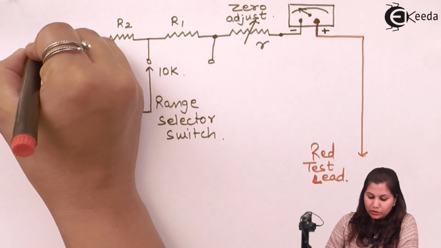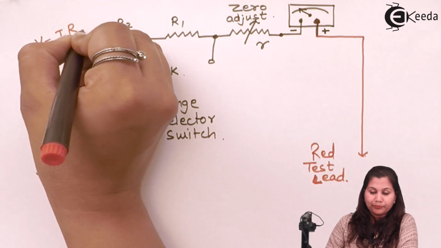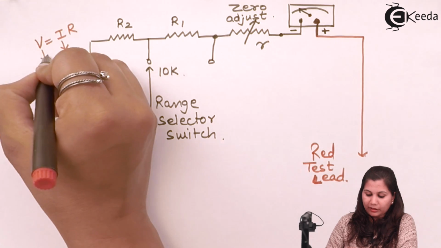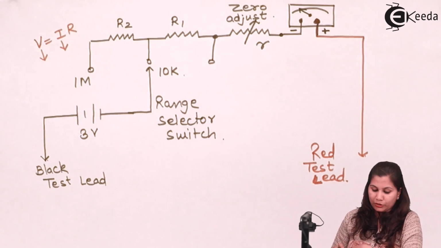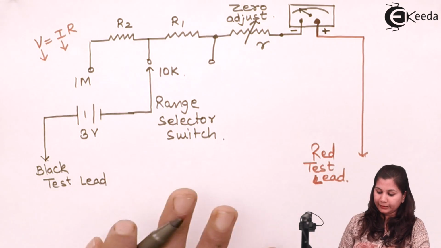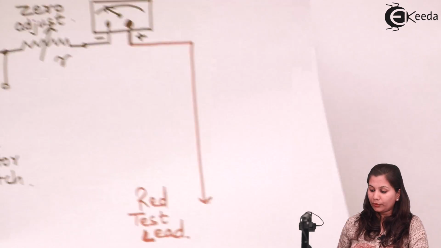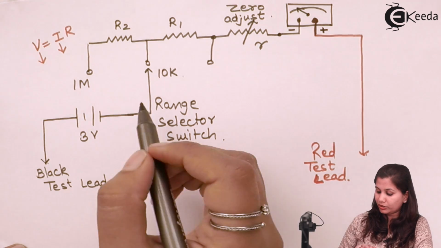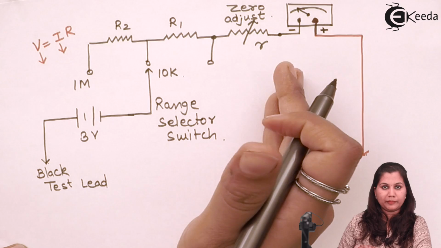Now, by Ohm's law, we know that V equals IR. So for measuring the resistance, we have to keep the voltage and current across the circuit constant. These fixed resistances help in keeping the current constant in the circuit. And when current is constant, and voltage is being applied by the battery, we can measure the resistances. Now here you can see that for the different ranges of resistances we want to measure, the range selector switch is kept at different positions.